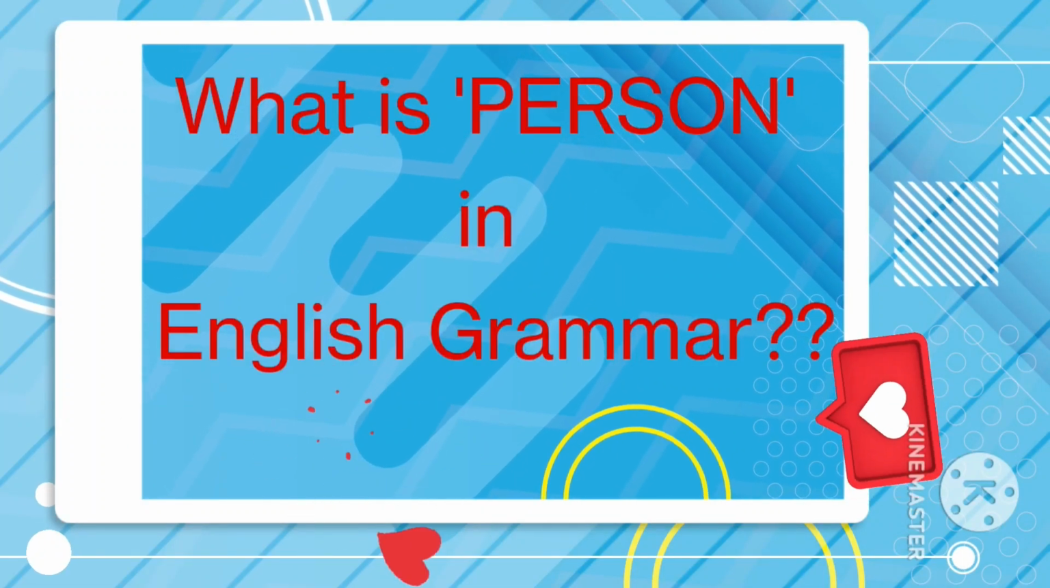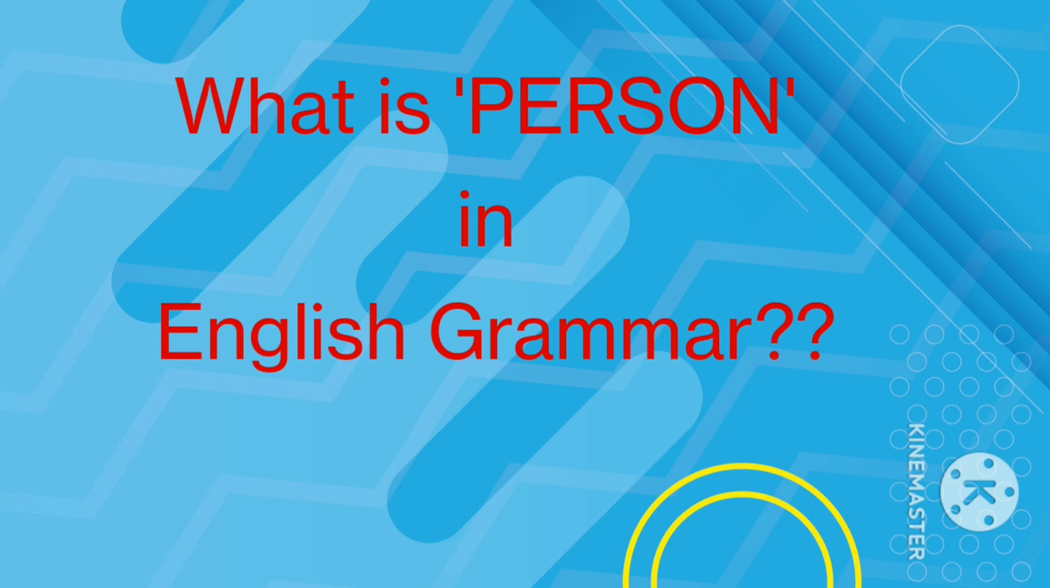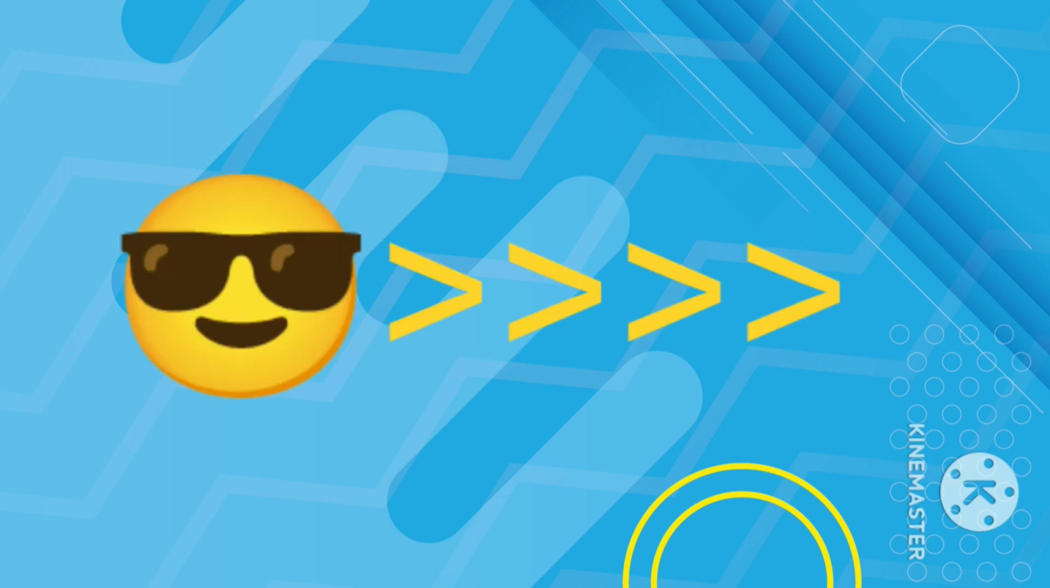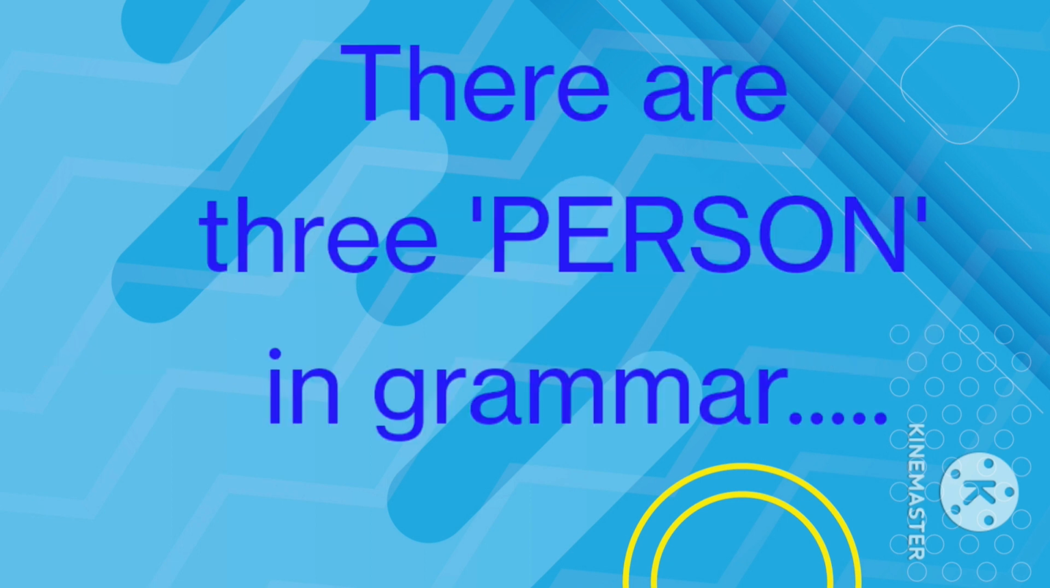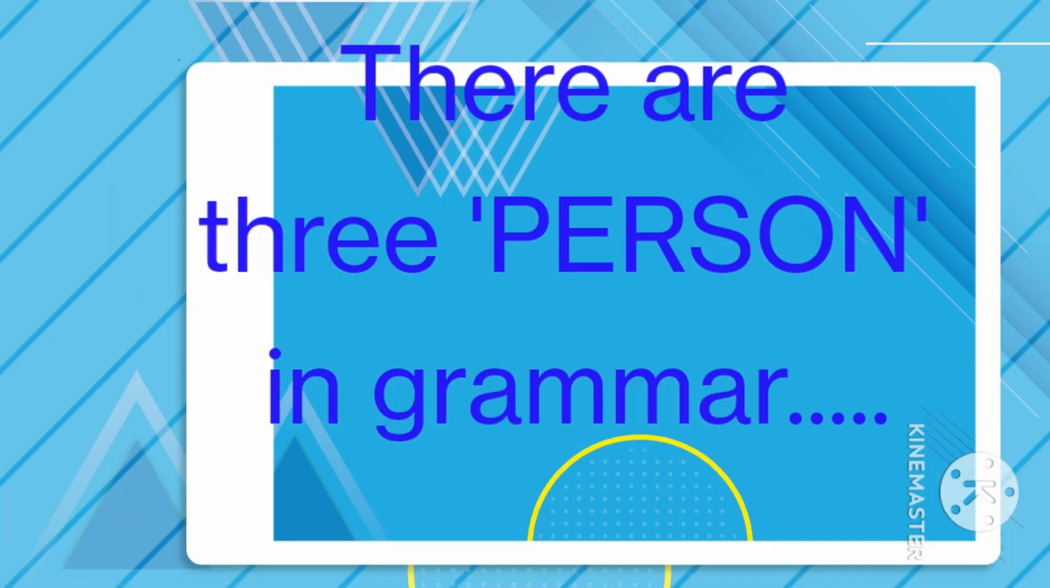To understand the basics of English grammar, let's know about the persons. How many types of persons are there in English grammar? In grammar, a person is the way of referring to someone taking part in an action or event, which simply means any action that takes place includes three persons at a time. So there are three persons in English grammar. Let's see one by one.